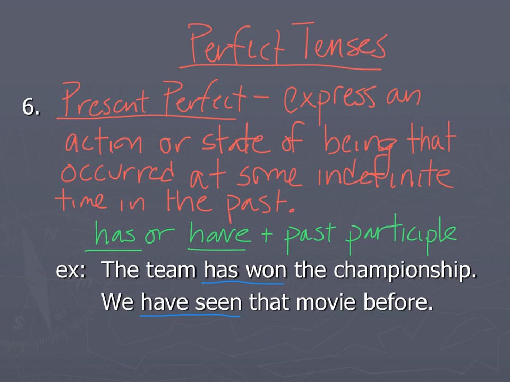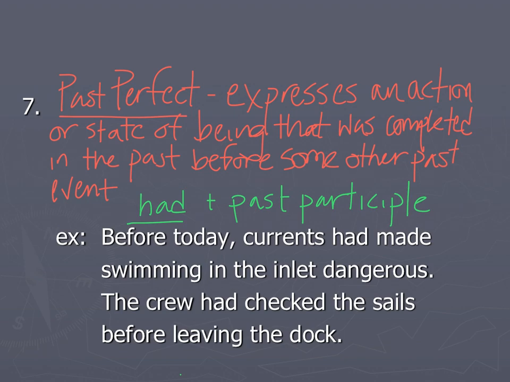All right, the next tense is the past perfect. Its definition is that it expresses an action or state of being that was completed in the past before some other event. You always find the past perfect with two words, two verbs: a form of have, in this case past, so it's going to be had, and the past participle. We have two sentences here. Before today, currents had made swimming in the inlet dangerous. And the second sentence, the crew had checked the sails before leaving the dock. So you're doing something that's completed before something else in the past.